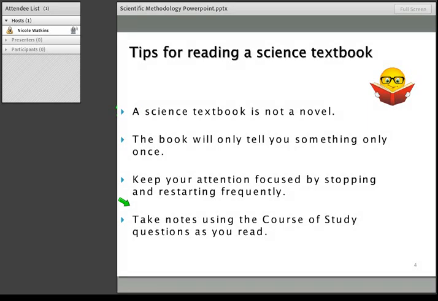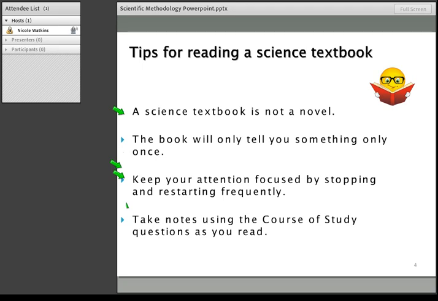Just a quick few tips for when you're doing your chapter readings within your ebook. Keep in mind that the textbook is not a novel. You do not want to read the book from cover to cover. In each module, it is giving you the chapters and the sections that apply to the concepts that you will be learning. Also keep in mind that the book will only tell you something one time, and try to maintain your focus by stopping and restarting frequently.